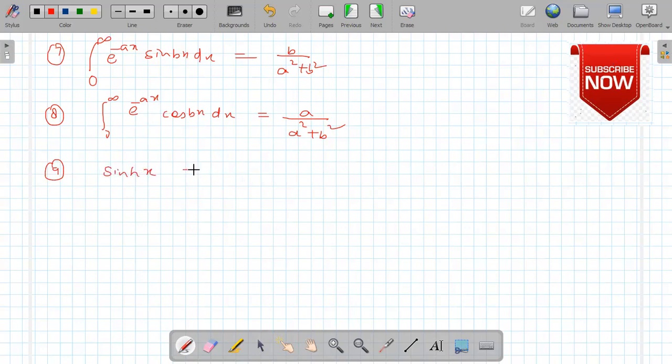sinh x is equal to (e raised to power x minus e raised to power minus x) whole divided by 2, and cosh x is equal to (e raised to power x plus e raised to power minus x) whole divided by 2. So keeping in mind these shortcut formulas, let's do one example.